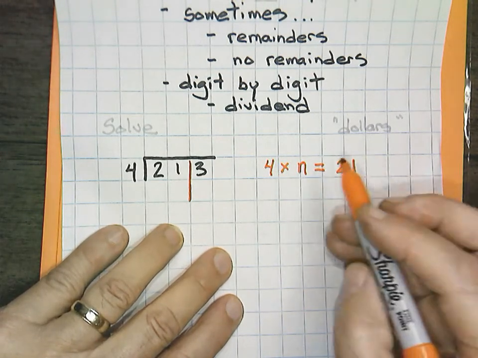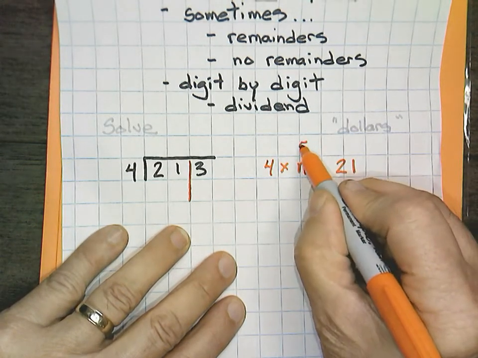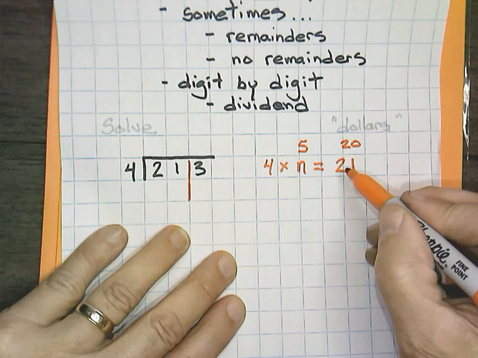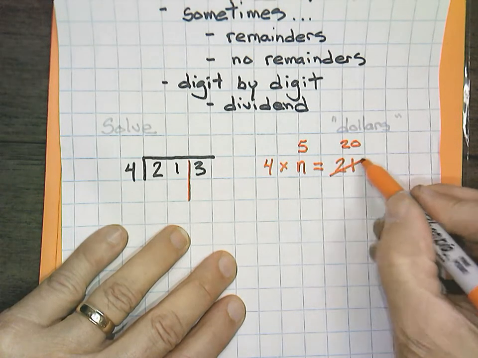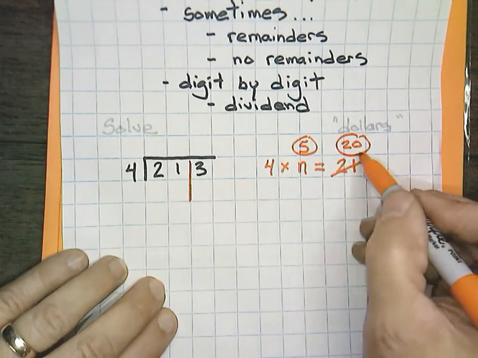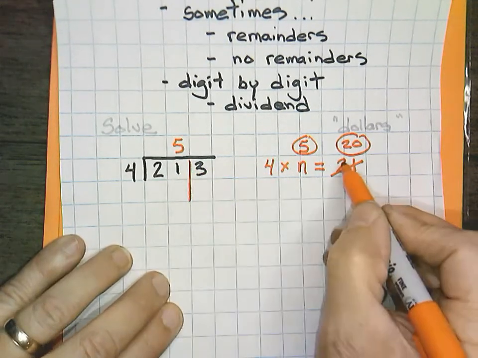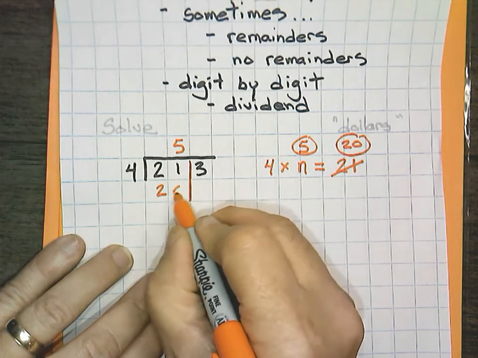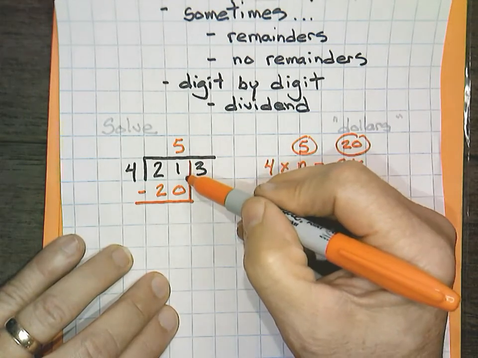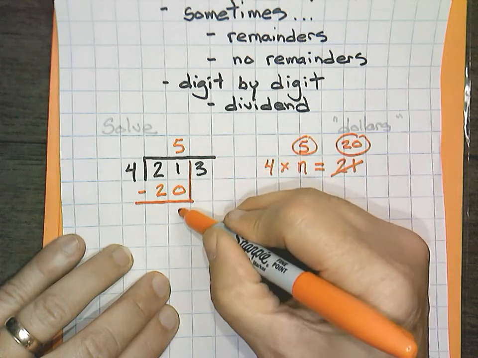I'm not going to use a chart for time's sake, but the closest I can get to 21 would be 4 times 5. But 4 times 5 equals 20. It does not equal 21. The closest I can get without going over would be 20. I want to use both of these numbers. The 5 comes up right over here, right? The 20 goes down here. Notice they're not the same. 21 and 20 are different, and in math, different means difference, which means we subtract.